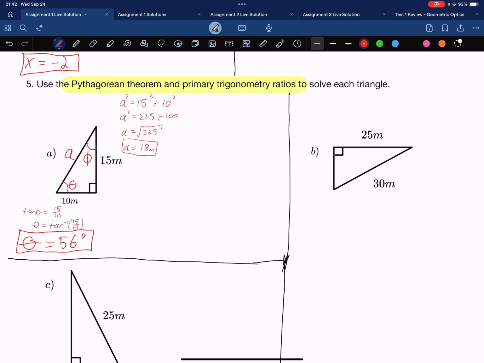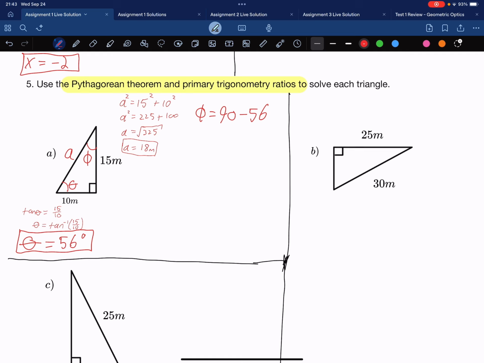Okay, now you could say that phi is equal to 90 minus 56, and you'd be absolutely correct. You could do that. But I'm going to go ahead and use primary trigonometric ratios throughout this solution. But if you had done phi equals 90 minus 56, I would have absolutely given you the mark for that. So just know that is an option. I'm not going to bother taking the shortcut in this video, though.